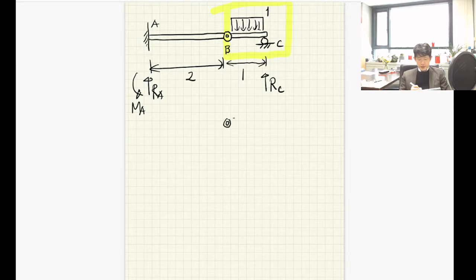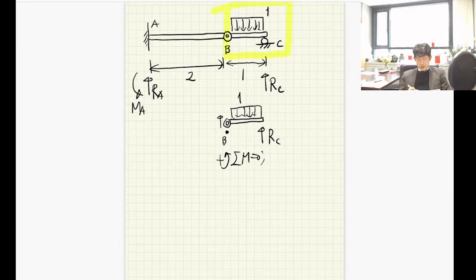This is a hinge, isn't it? A hinge means there is no internal bending moment to resist. So there should be the hinge, but it transfers the shear force. So if you consider the free body diagram, I have distributed load 1, and then I have RC. So let's check the moment equilibrium with respect to point B. Let's check the moment equilibrium. The sum of moments should be equal to 0 here.